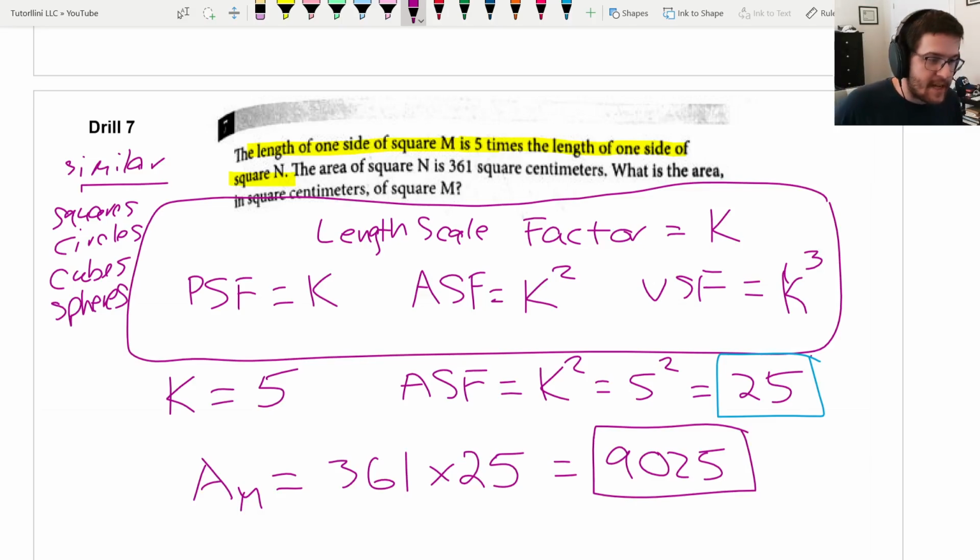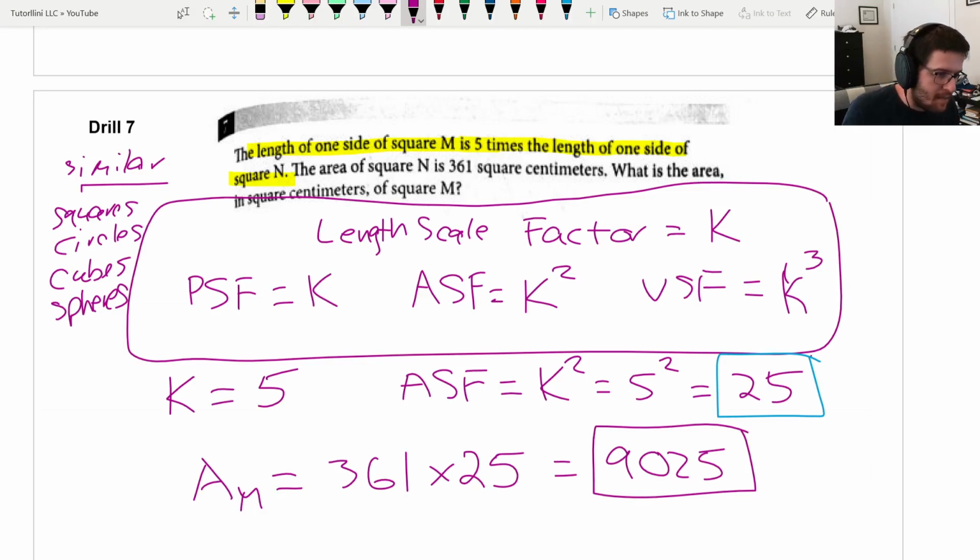So you can imagine they ask questions like this a fair bit, where maybe they'll give you the area scale factor. They'll say, oh, the area scale factor is 81. And then you have to deduce, wait, the length scale factor is the square root. You take the square root and you get 9. And then you do something with that. So that's how these questions tend to shake out.